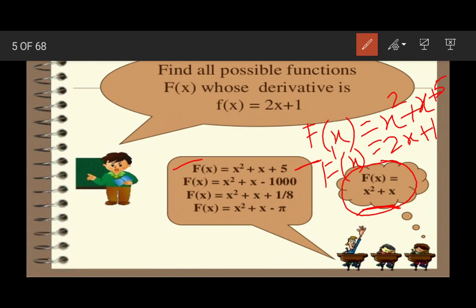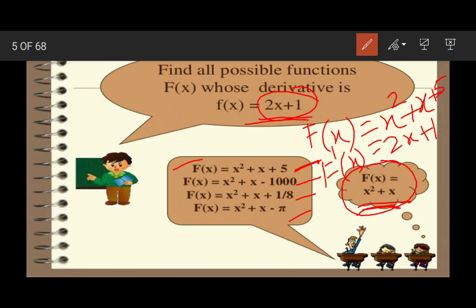Derivative of 5 is 0, right? So again I am getting 2x plus 1. For this derivative 2x plus 1, first I have the function x square plus x. I also have the function x square plus x plus 5, x square plus x minus 1000, x square plus x plus 1 upon 8, and x square plus x minus pi, right?